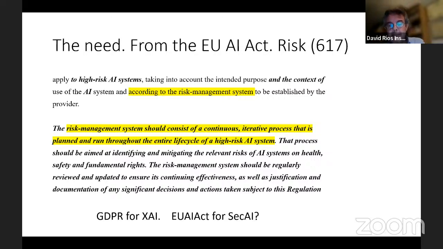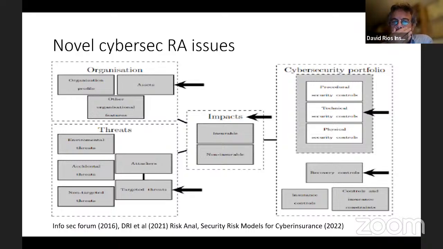And my claim is that, like the GDPR, another European law on data protection from 4 or 5 years ago, which marked an explosion of interest in explainable artificial intelligence, this act will cause an explosion in secure artificial intelligence. We'll see in the next few years whether my claim is true or not. Okay, so that's the need.